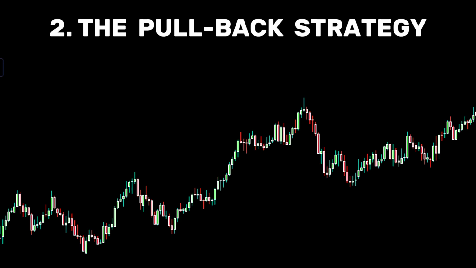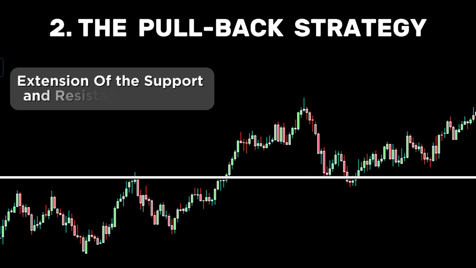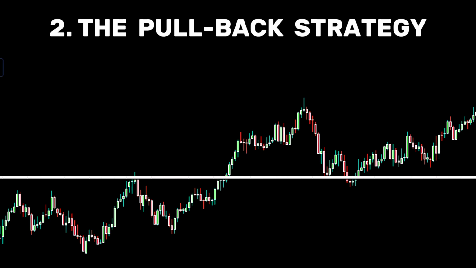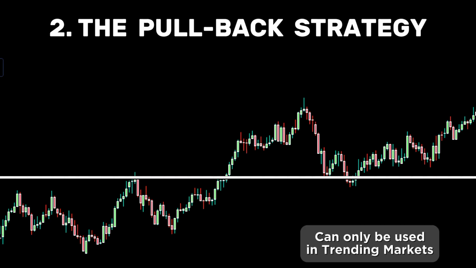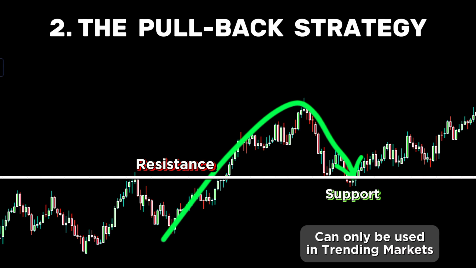The pullback strategy is an extension of the support and resistance strategy, but the difference here is that the pullback strategy can only be used in trending markets in order to lock in on trend continuations. In this strategy, the resistance can be converted and used as a support, and the support can be converted and used as a resistance, all depending on the current trend. This conversion happens when there is an aggressive breakout at the support or resistance zone.